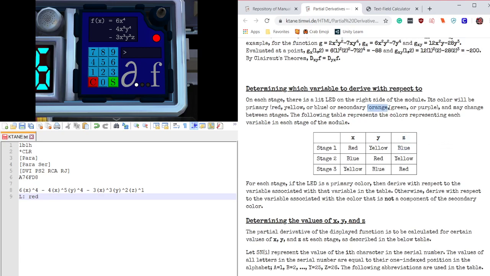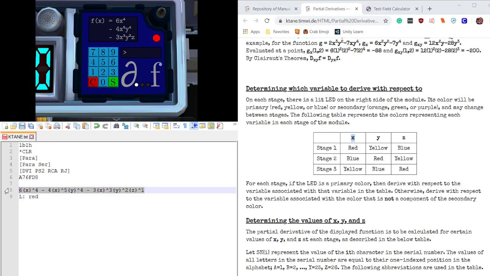If we had a secondary color, orange, green, or purple, we would use the variable whose color is not a component of that secondary color. If we had purple, that's red and blue, which means there is no yellow in purple, so we would use y. If we had orange, that has red and yellow in it, there is no blue in orange, so we would use z. If we had green, that has yellow and blue in it, so since there's no red, we would use x. But we have a red LED, which means we're using x.